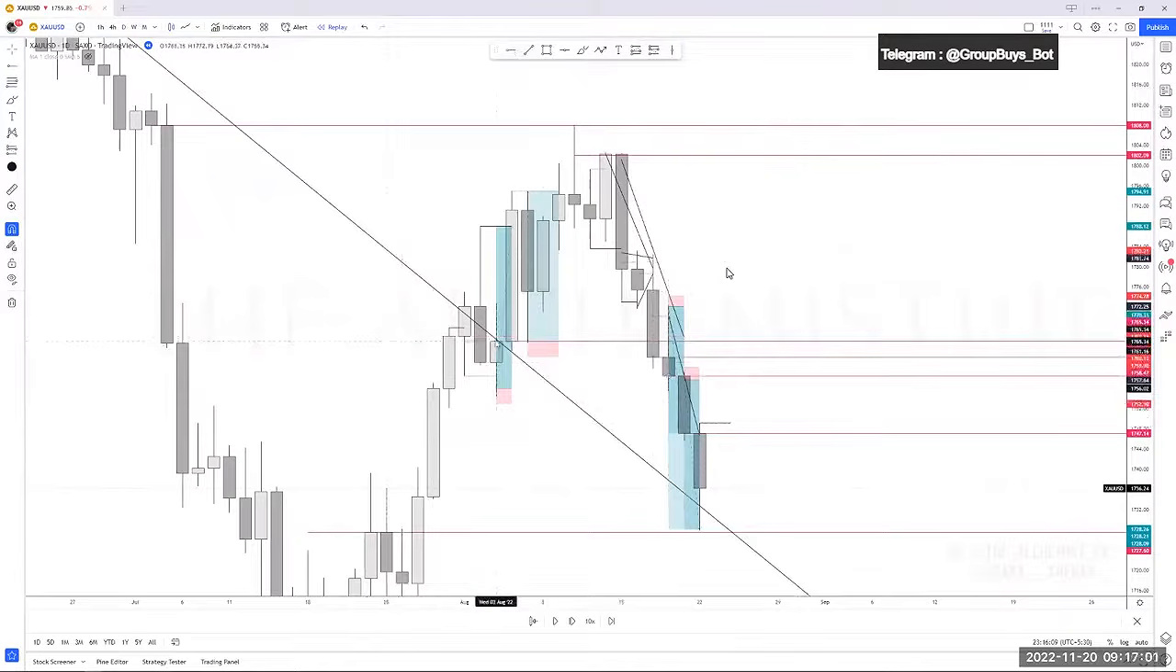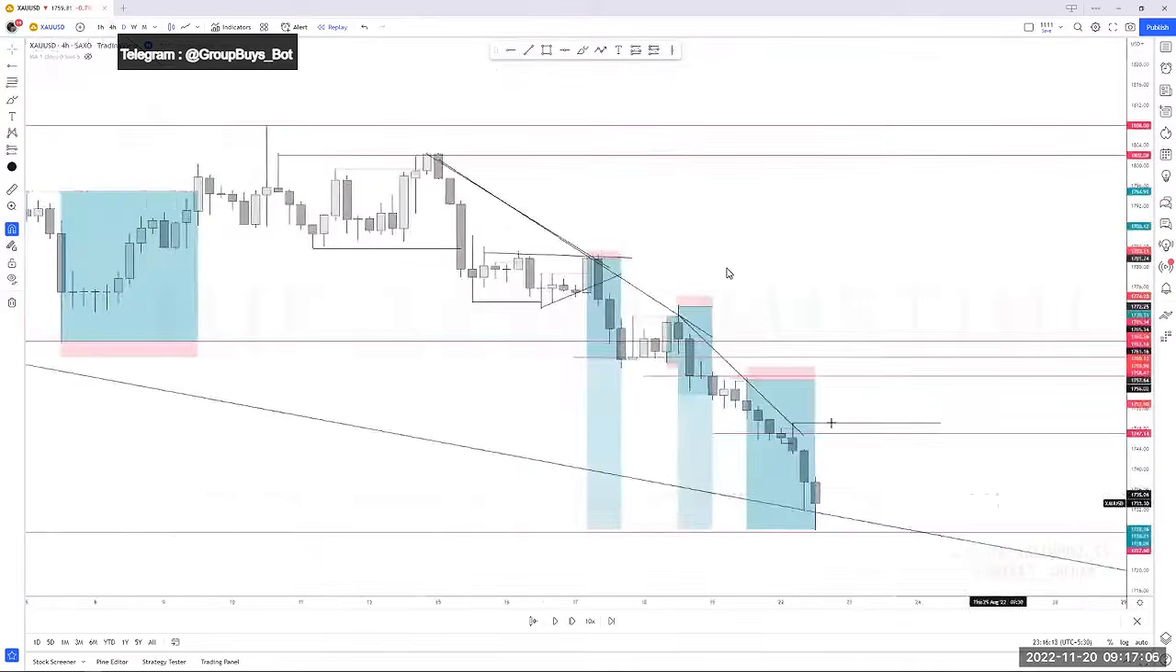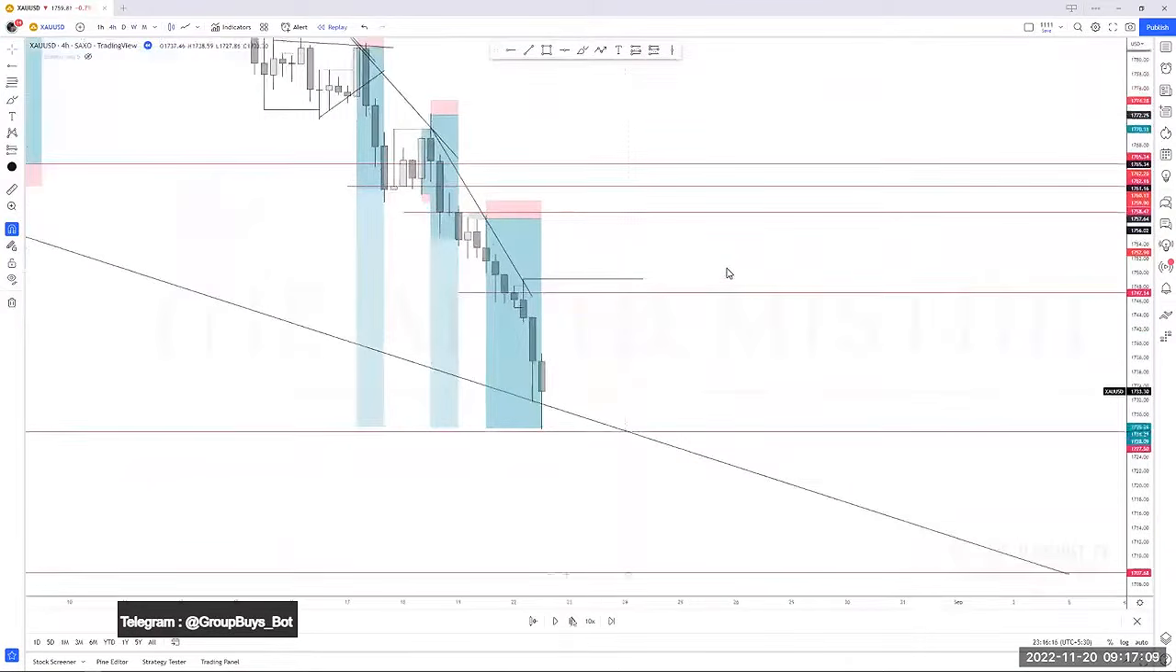This may be refined here. I remember price tapping here. Okay, so let's see. Let's see the 4-hour time frame. There we go.